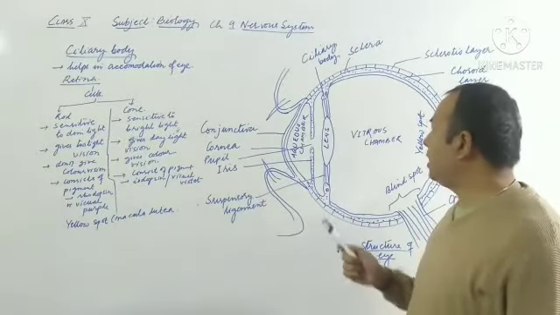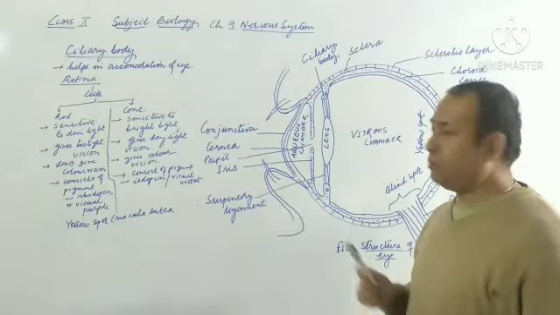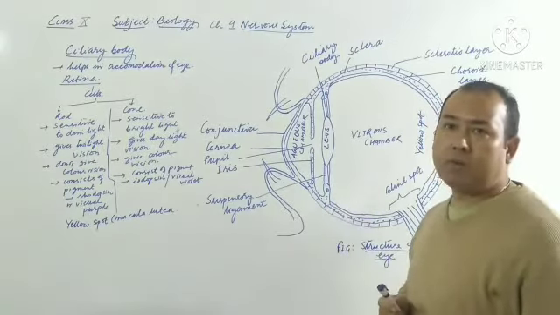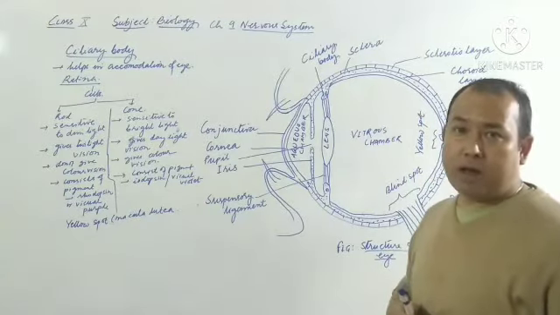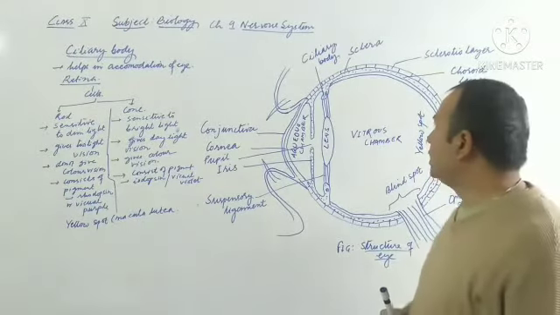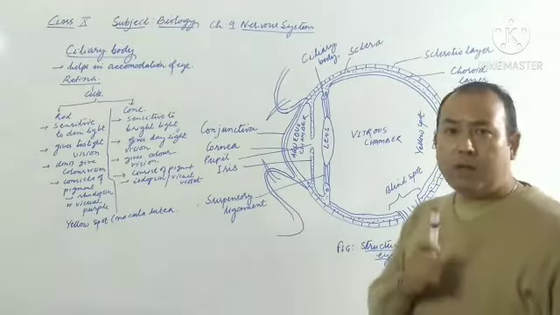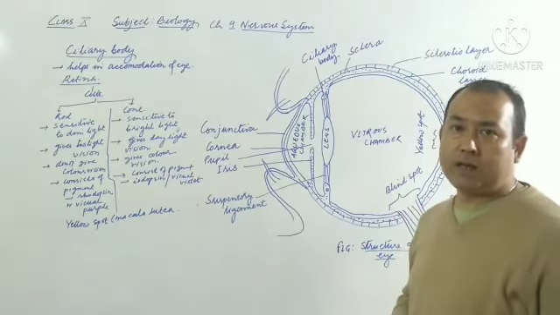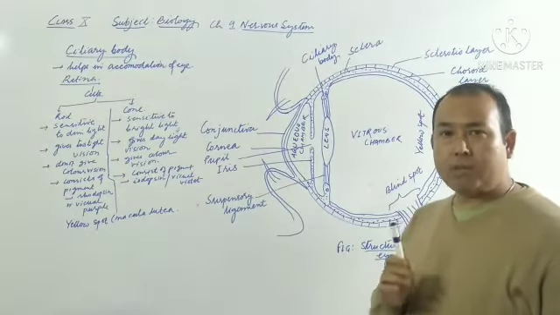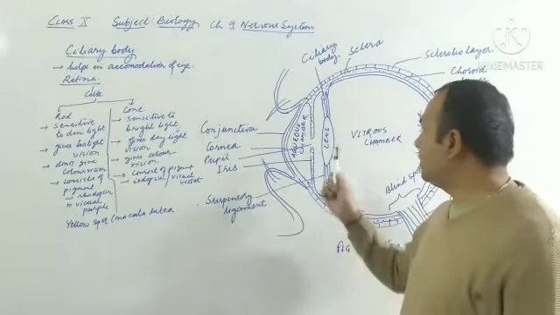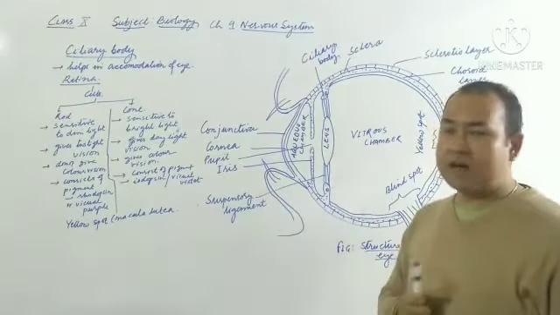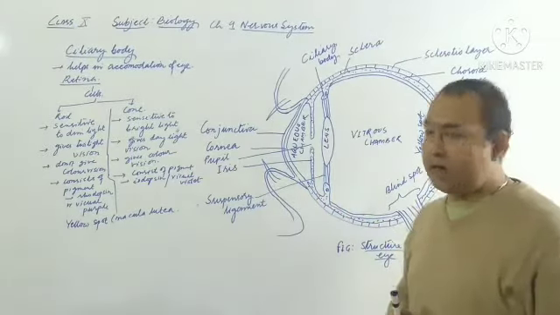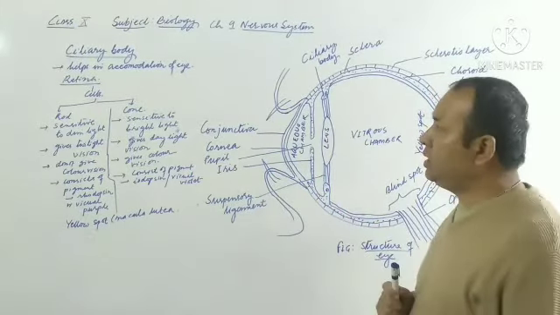So that is why this ciliary body, by changing the curvature of the lens, is responsible for accommodation of the eye, about which we will discuss later. Simply to say, the ciliary body is responsible for accommodation of the eye. To view a nearby object and a distant object, the ciliary body muscle relaxes and contracts to change the curvature of the lens. So this is about the ciliary body.